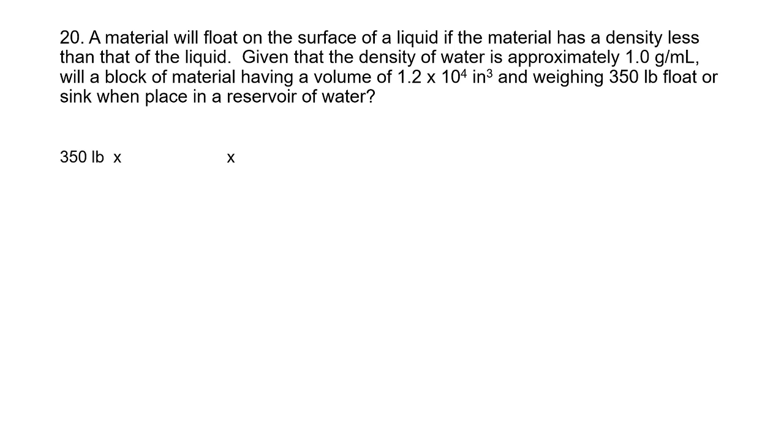So let's start off with 350 pounds. I'm going to use some of those conversion factors that I showed in number 13 earlier. So I know that for every 1 kilogram, that's 2.205 pounds.